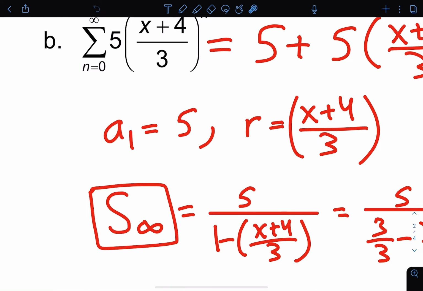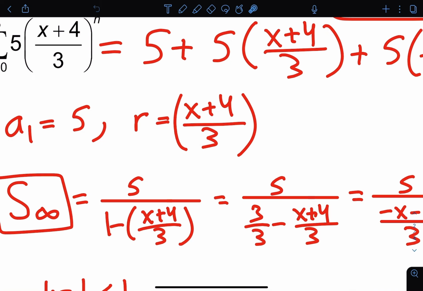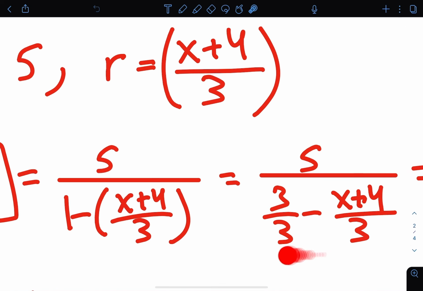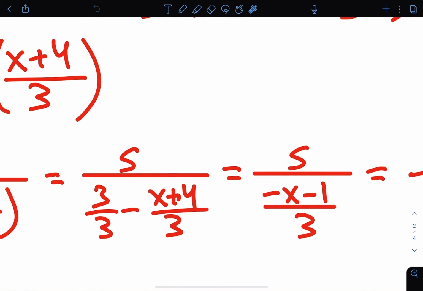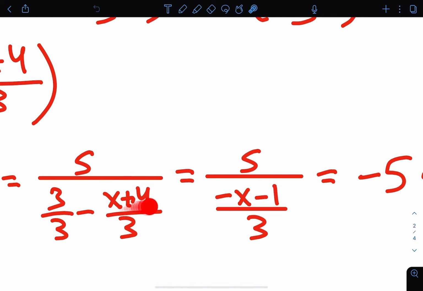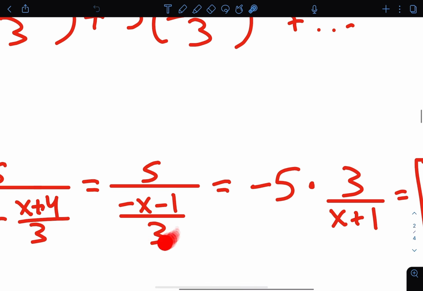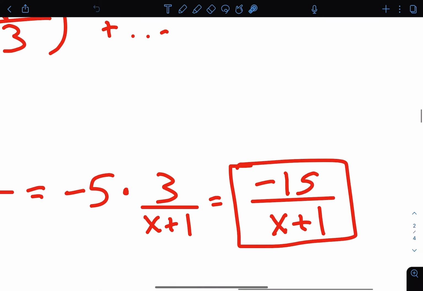S sub infinity is a sub 1 over 1 minus r. And now we just have to do a little bit of algebra to simplify. Let's get a common denominator in the bottom here. 3 minus, make sure you distribute the negative, negative x minus 1. Go ahead and multiply by the reciprocal. I also just took the negative from negative x minus 1, factored it out, and decided to write it with the 5 instead. I could have just written it with the 3 here, because at the end of the day, those get multiplied, and we get negative 15 over x plus 1.